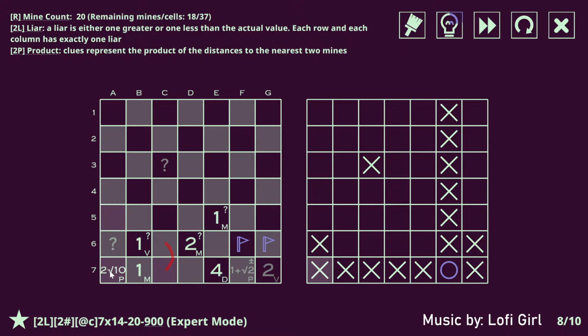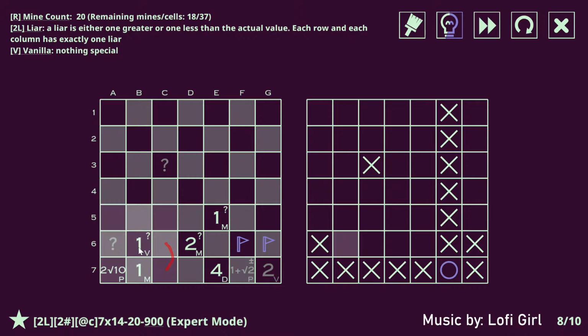So 2 root 10 is root 40, which we already know is not 1 times anything. It's not root 2 times anything, apparently. I don't know why we discovered that. So we have other options. 40 is equal to 8 times 5, right? So it's 2 cubed times 5. So this root 40 must be equal to either root 4 by root 10 or root 8 by root 5.